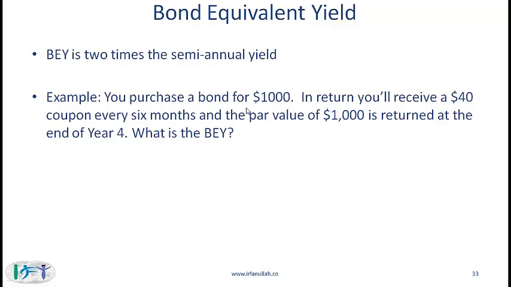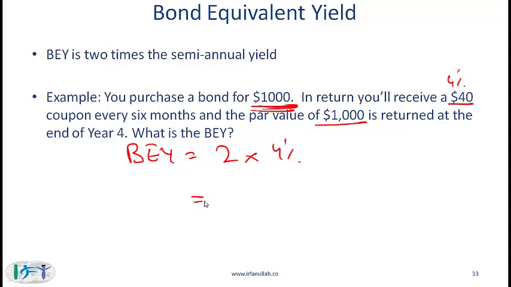Let's say that you purchase a bond for $1,000 and in return you receive a $40 coupon every 6 months, and then you receive the par value of $1,000 at the end of year 4. Notice here that with a $1,000 investment, you are getting $40 or 4% every 6 months. The bond equivalent yield is simply 2 times the semi-annual yield of 4%. So the bond equivalent yield is 8%.